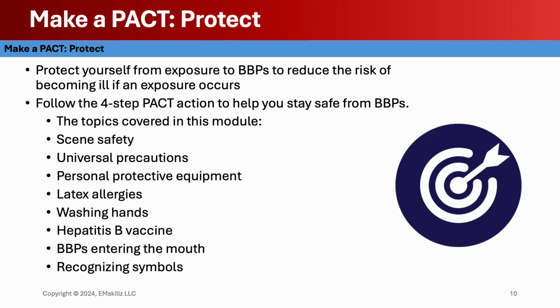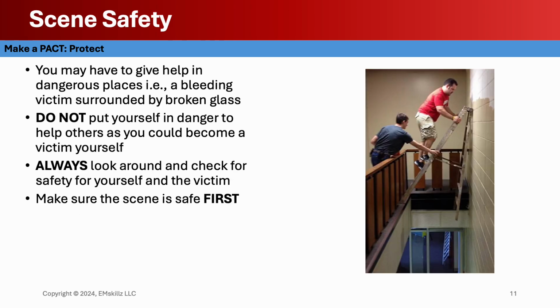Make a pact to protect. Protect yourself from exposure to bloodborne pathogens to reduce the risk of becoming ill if an exposure occurs. Follow the 4-step PACT action to help you stay safe from bloodborne pathogens. The topics covered in this module include scene safety, universal precautions, personal protective equipment, latex allergies, washing hands, hepatitis B vaccine, bloodborne pathogens entering the mouth, and recognizing symbols.